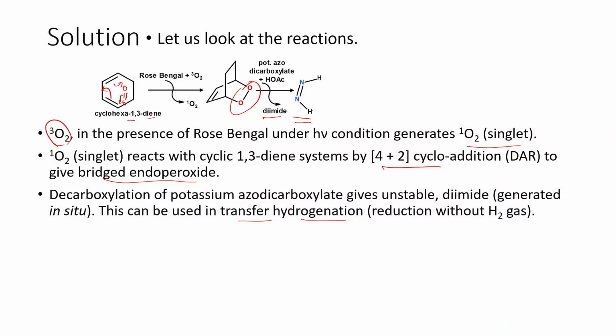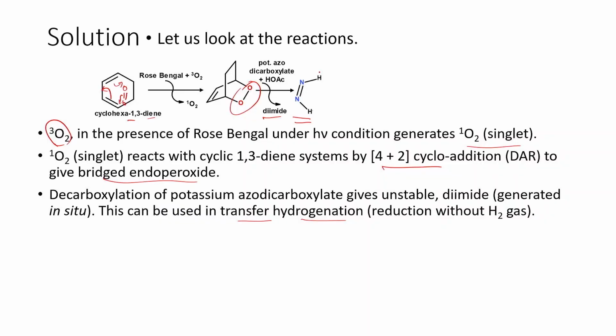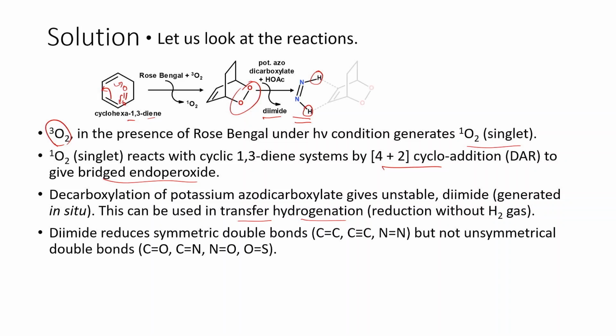But in this particular case, where we are using diimide, we do not have hydrogen gas as the source of hydrogen, but the diimide itself transfers the hydrogen. It has two hydrogen atoms. So these two are transferred across the double bond. In other words, we can carry out the reduction without actually using hydrogen gas. So that is what is called transfer hydrogenation. And this diimide transfers the two hydrogen atoms across the double bond in a very specific way.